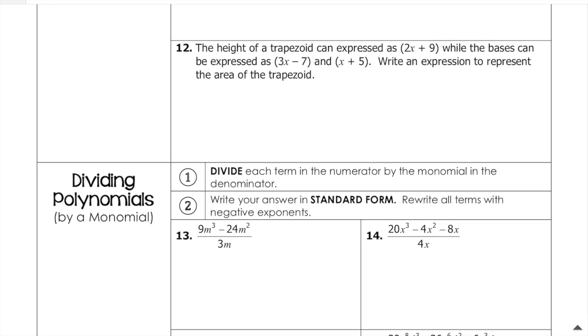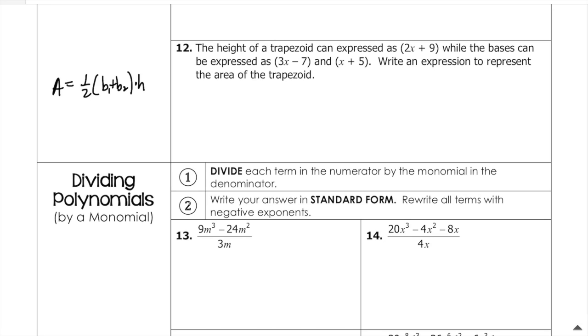So the height of a trapezoid, let's see, that formula: the area is 1/2 base plus height. Oh, no, it's base 1 plus base 2, times the height. Geometry is not my thing, but I still remember these formulas. The height of a trapezoid can be expressed as 2x plus 9, while the bases can be expressed as 3x minus 7 and x plus 5. Write an expression to represent the area of the trapezoid.